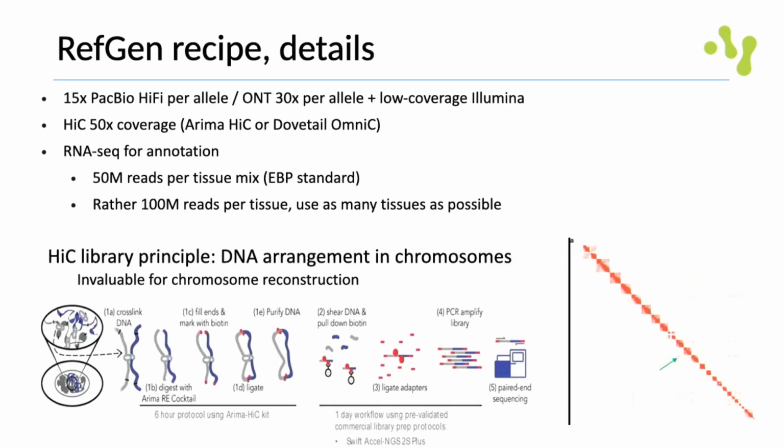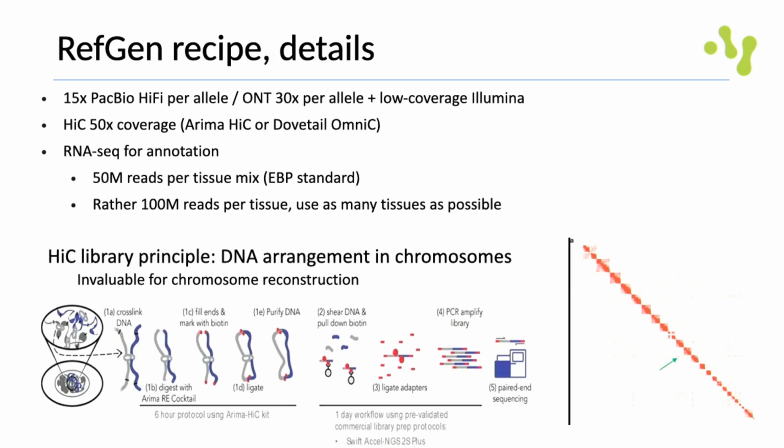So just to reiterate, the current recipe is 15x PacBio per allele, or 30x Oxford Nanopore per allele, plus low coverage Illumina only in case you are doing Oxford Nanopore, right? On top of that, you put 50x coverage with Hi-C, and there you're free to use any method you want. Arima Hi-C, Dovetail Omni-C, if you are so inclined, Pore-C. They are comparable. There are small differences between them, but they work quite well across the whole span of the organisms. And after putting the genome together, you optimally want to annotate that genome, something that Thomas will tell you a little bit later.